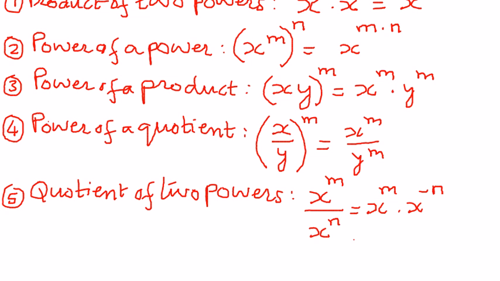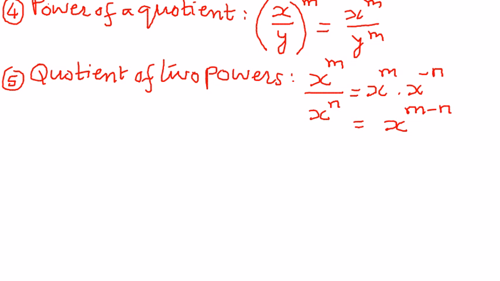And therefore, we can use the first rule, which is the product of two powers, and since the bases are the same, we can write the base once and then we can combine the powers like m minus n, like that. So that is the quotient of two powers. So there are some more special rules in here, and we're going to state that as well.